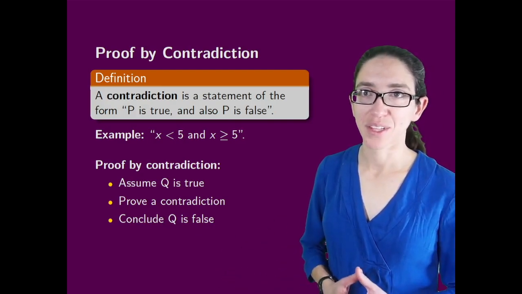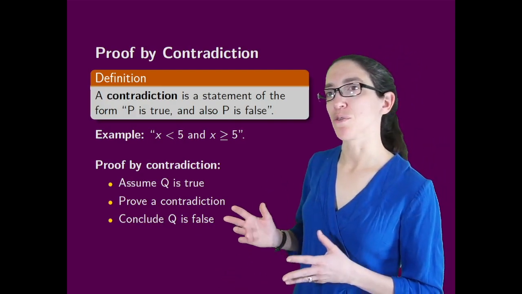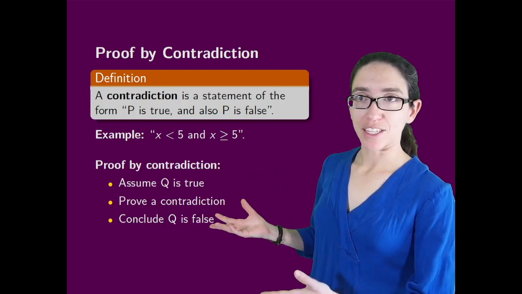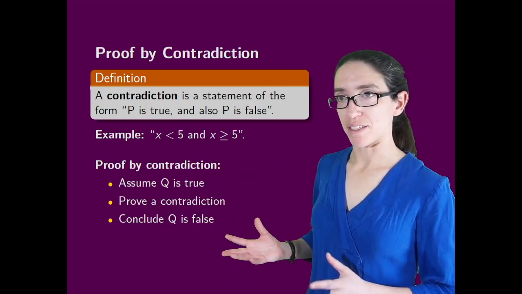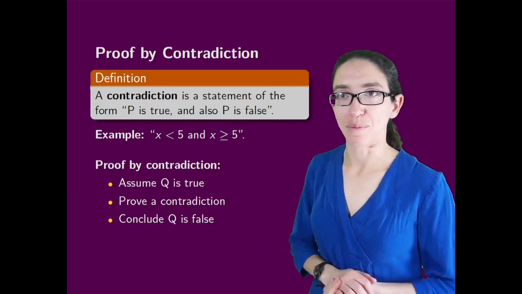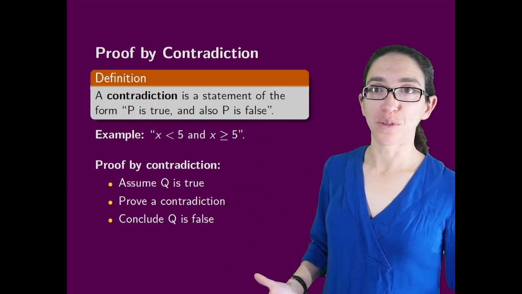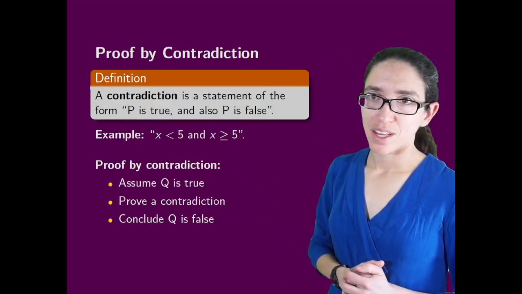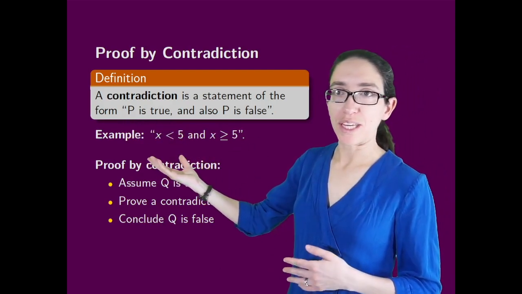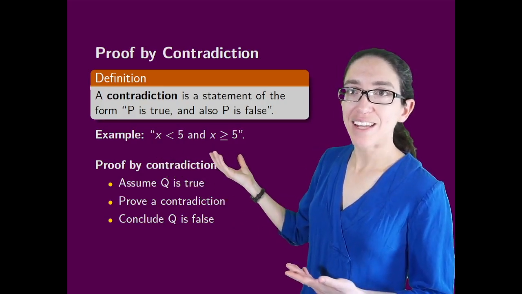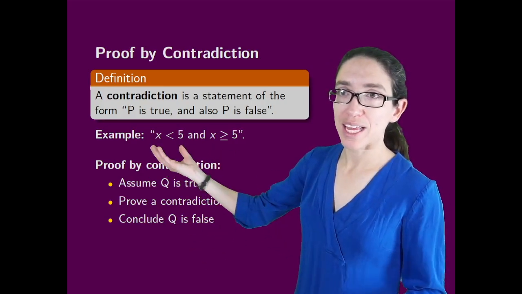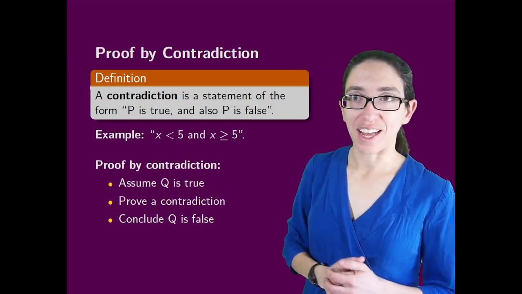A contradiction is a statement of the form P is true and also P is false. We agree in mathematics, just like we agreed on the principle of mathematical induction, that we can take it as an axiom that contradictions cannot be true. You can't have a statement that is true and false at the same time. So an example of a contradiction would be if you prove x is less than 5 and x is bigger than or equal to 5, whatever x is, that's impossible. You can't have a statement and its negation at the same time.